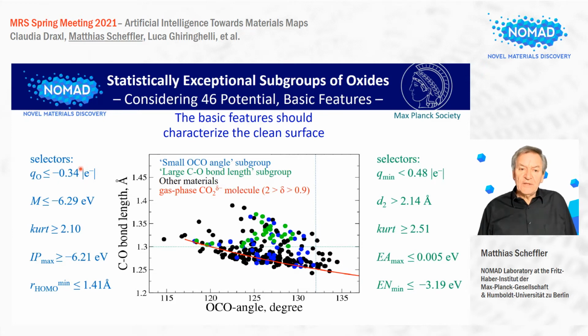Thus, for the small angle, blue subgroup, we have the change at the surface oxygen atom of the clean surface, the energy of the maximum of the P density of states of the surface oxygen atom, the kurtosis of the O 2P density of states of the surface oxygen atom, the maximum value of the two ionization potentials of the two free metal atoms, and the minimum value of the two radii of the HOMO radial wave functions of the two free metal atoms. As you see, these are free atom and clean surface quantities, and they characterize the catalyst material.